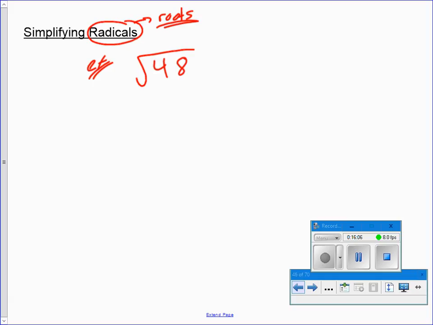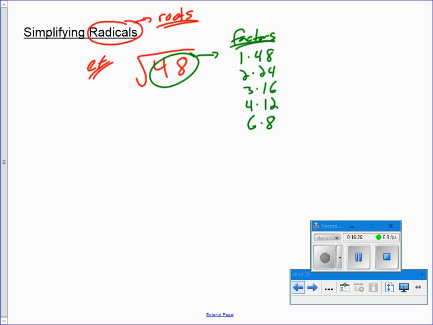So what we do is we look for the factors of 48. So we have 1 and 48, 2 and 24, 3 and 16, 4 times 12, and then 6 times 8. And then what we do is we look through this list for perfect square factors. So 1, 16, and 4, these are all perfect squares.